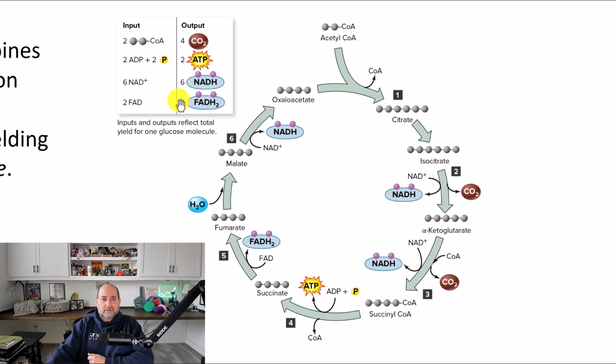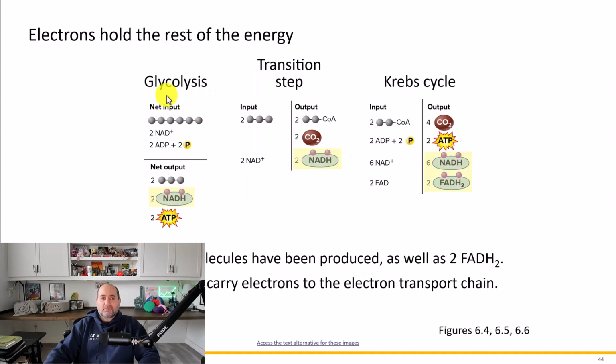And guess what? All of these little NADHs, let me show you something. Remember, in glycolysis, you had 2 NADHs that you formed. In the transition step, you had 2 NADHs that formed.